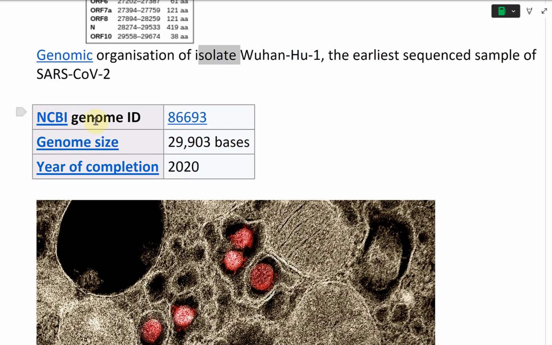So this is the Genome ID, and this is NCBI, the National Center for Biotechnology Information. Genome ID 86693, and the genome size is 29,903 bases. And year of completion, 2020.